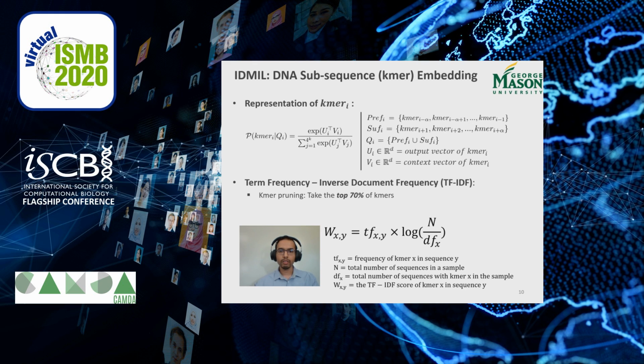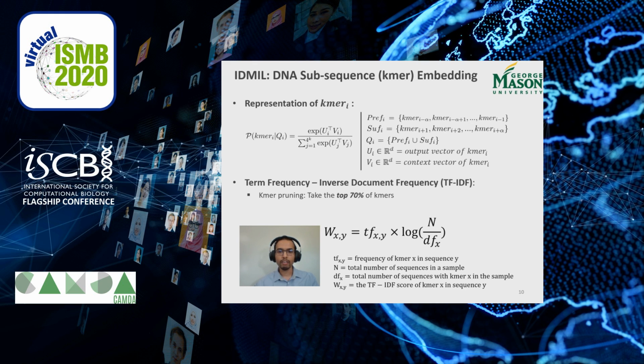So the first step of IDMIL is to create the KMR embeddings. Given the context of a KMR_i, which is simply the combination of prefix and suffix of KMR_i, we try to maximize the probability that KMR_i appears. In the process, we learn this vector representation of KMR_i. This is similar to a very popular method in natural language processing called word2vec. We also use a pruning technique to remove some of the unnecessary KMRs from each sample.